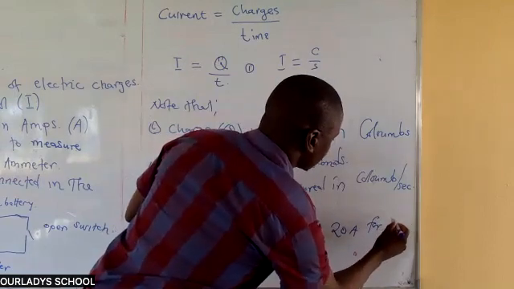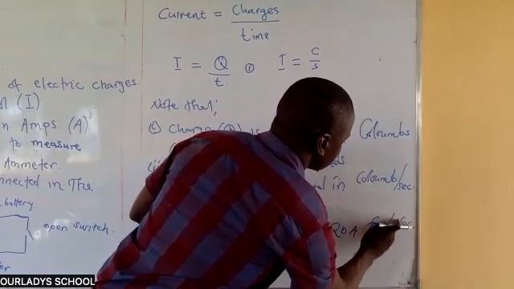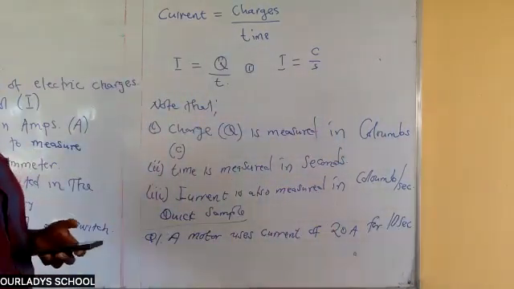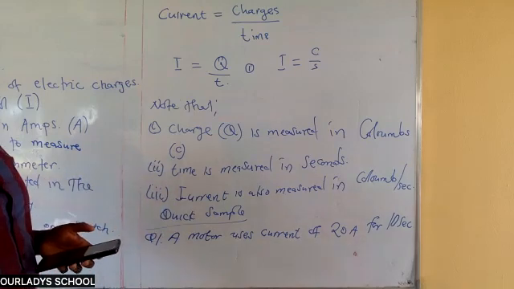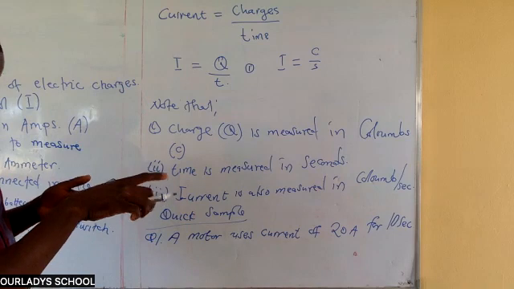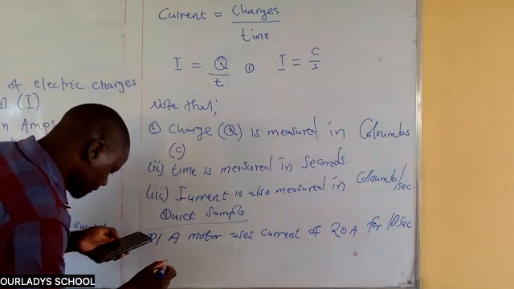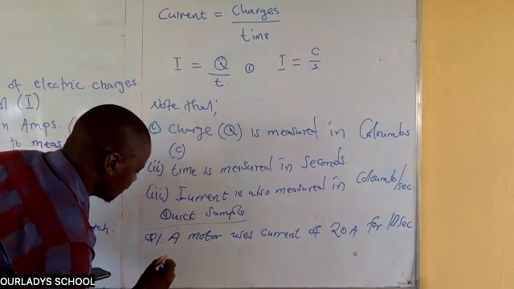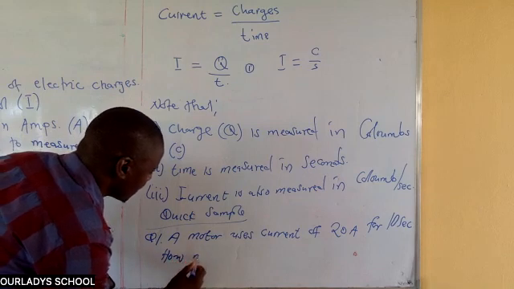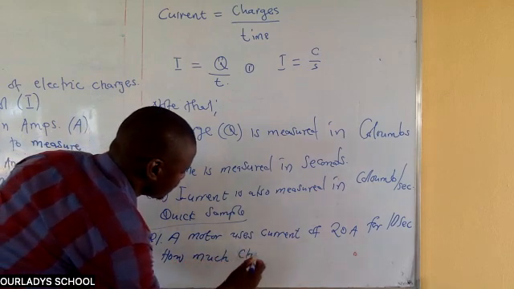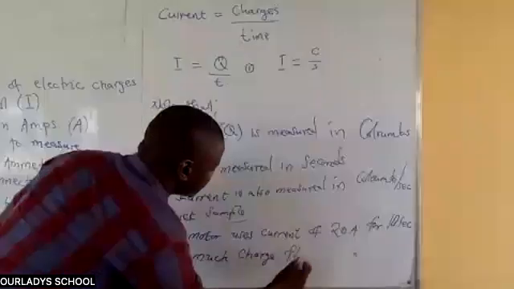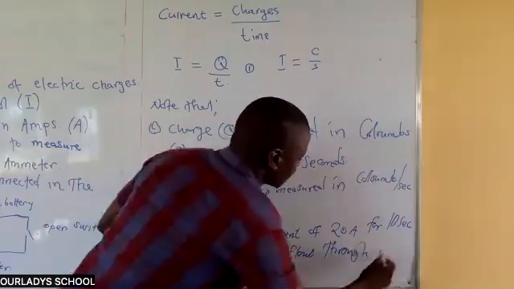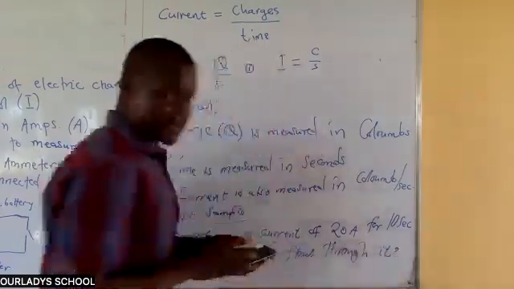for 10 seconds. So this motor is rated 20 A, and it's just turned on for 10 seconds. The question is, how much charge flows through it? That's a question for you.